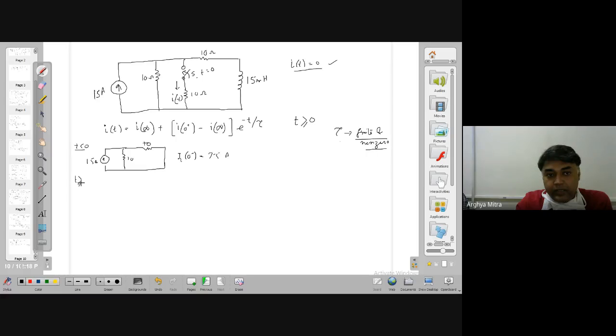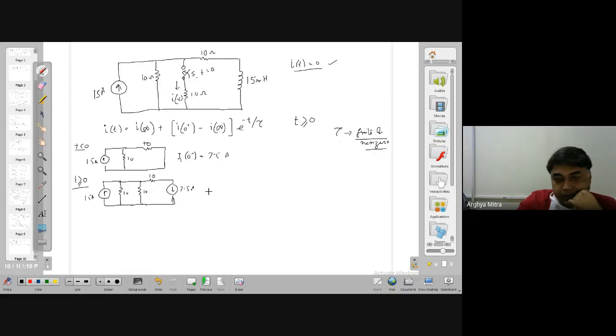What about t greater than or equal to 0? The circuit will be something like this, and I have a current source here. This is 15 ampere. This is 10, this is 10, this is 10. This is 7.5 ampere.